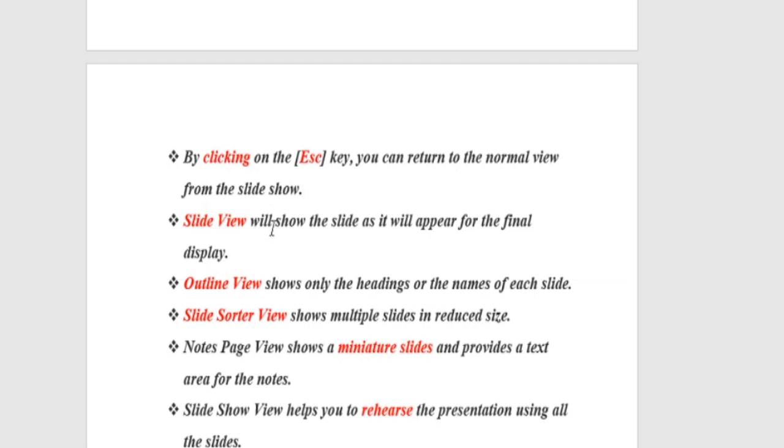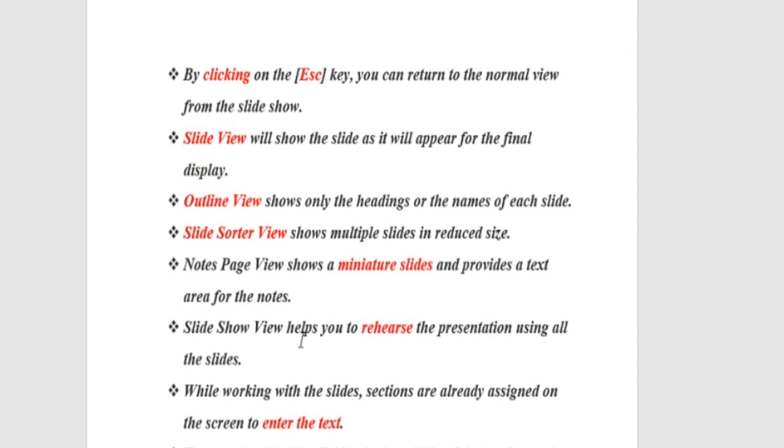Slide view will show the slide as it will appear in the final display. Outline view shows only the heading or the name of each slide. Slide sorter view shows multiple slides in reduced size. Notes page view shows a miniature slide and provides a text area for the notes. Slideshow view helps you to rehearse the presentation using all the slides.